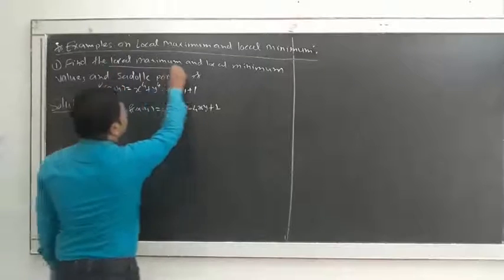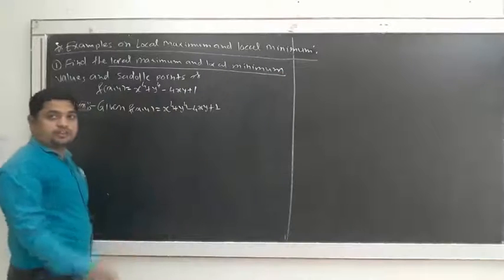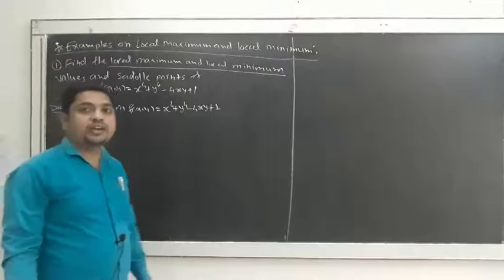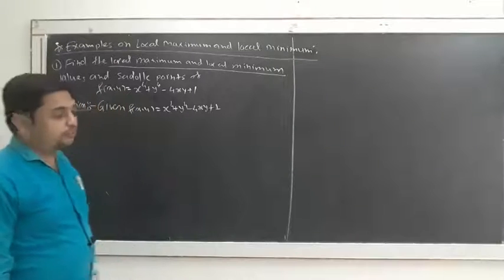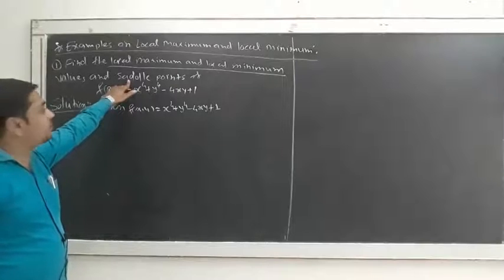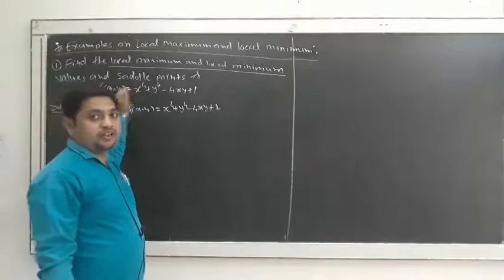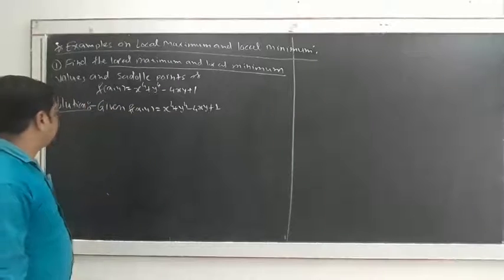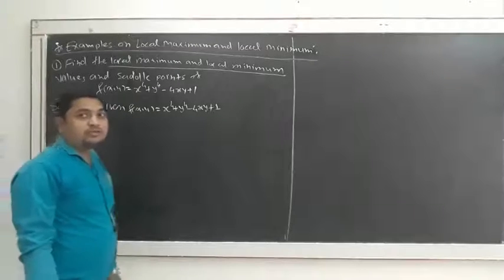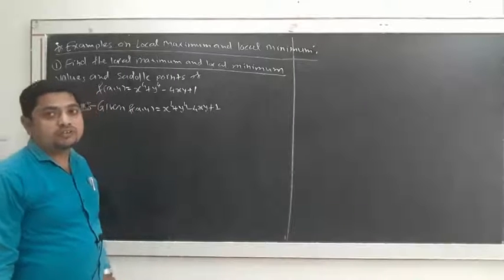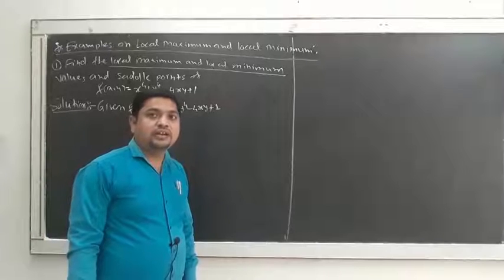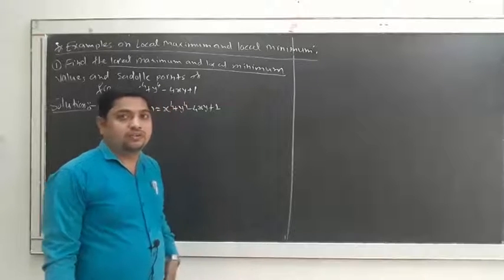Now what we have to find? We have to find the local maximum and minimum. That is, we have to find the points first and then the value, that is f of this point, and then we have to find the saddle points. That means this is the third case of the second derivative test. So for this, by the first derivative test we take fx is equal to 0, fy is equal to 0, then we find the critical points, and then we go for the second derivative test.